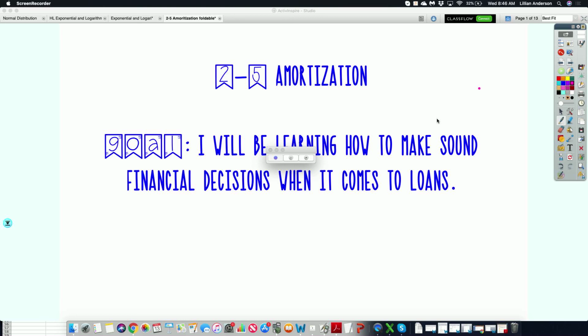You're learning how to make sound financial decisions when it comes to loans. So last week when we talked about compound interest, you learned about how investing money can pay off, right? Based off of interest rates, based off of compounding periods, et cetera. Now you're going to be looking at the other side, when you yourself need to borrow money, and making sure you make the best decision when it comes to interest rate and the life of the loan.